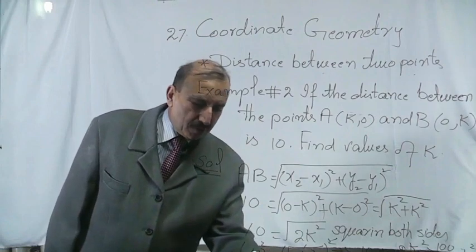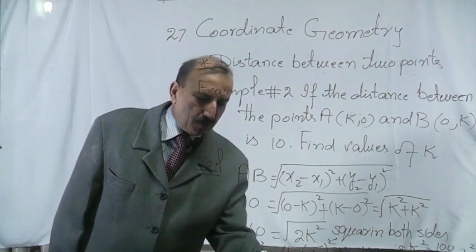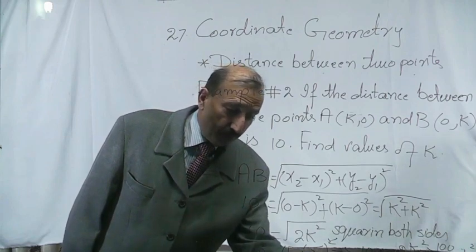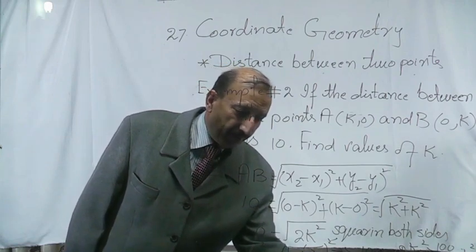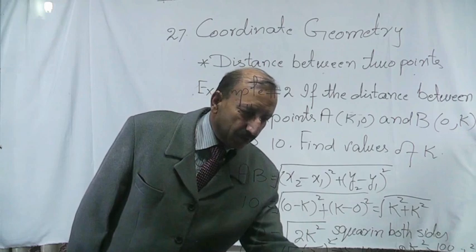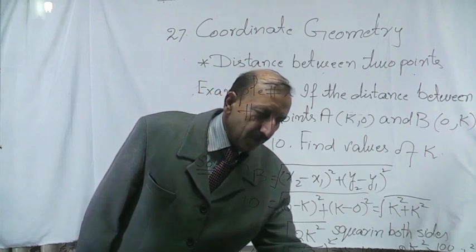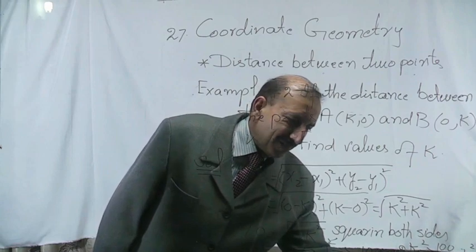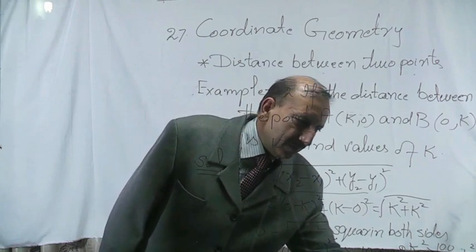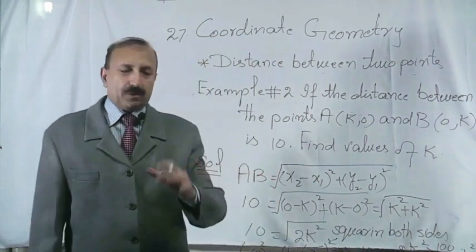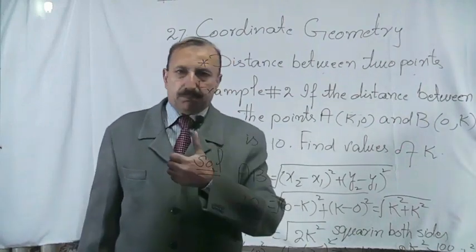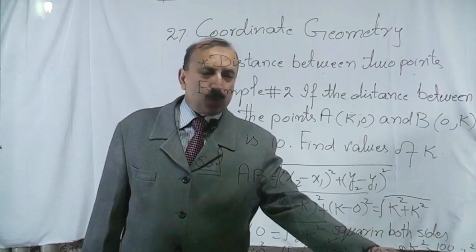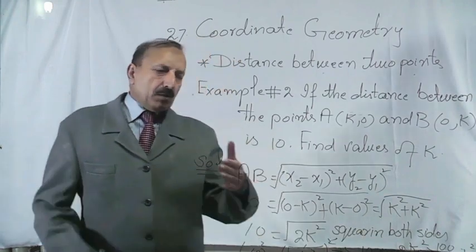Now k square is equal to 50, and if we take the square root on both sides again for finding the value of k, this is the square root of 50, and ultimately we will get the value of k with plus minus sign. It's 7.07. You can use a calculator for this. If you use a calculator for the square root of 50, you will get the answer 7.07.